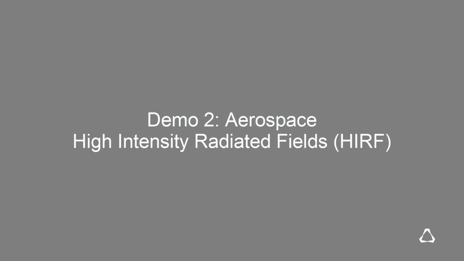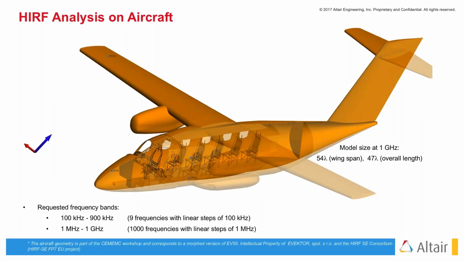This brings us then to our second example, where we're going to look at high intensity radiated fields for aerospace. Here you can see the overview of the benchmark model that we were using. What was interesting here is the frequency range covered a very broad band from 100 kilohertz up to gigahertz. And at 1 gigahertz, the platform is electrically fairly large, around about 50 lambda. And here you can see the incident plane wave excitation that was defined for the benchmark.